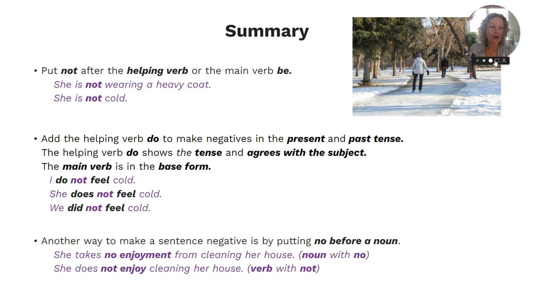All right, so I would say probably the main thing to watch out for with negative sentences is the present tense and the past tense, because you have to remember to include that helping verb do. And don't forget the helping verb do agrees with the subject, shows the tense, and the main verb is in the base form.